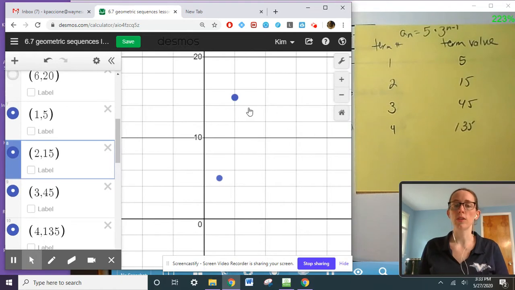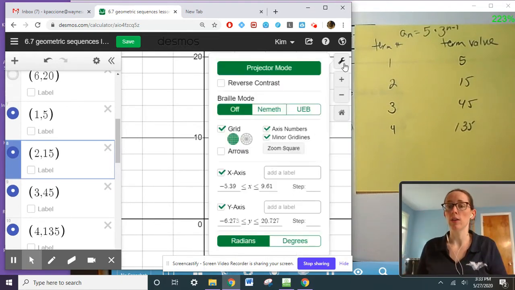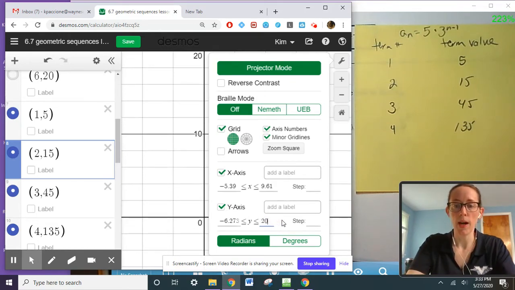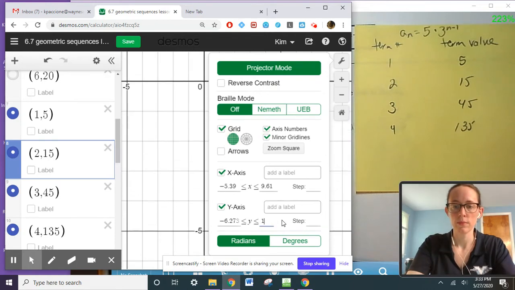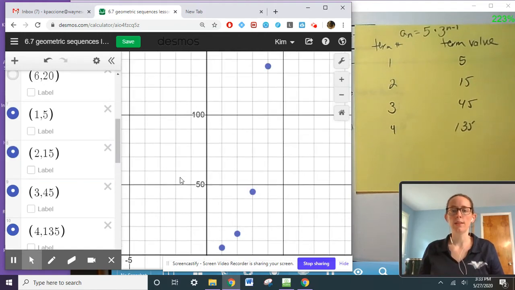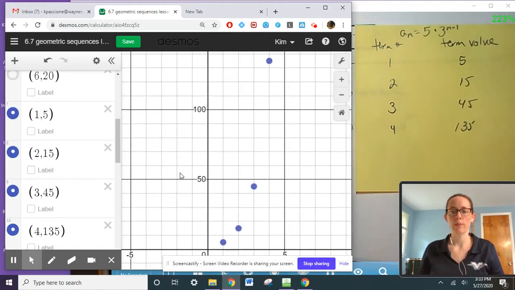And if you notice, you really can't even see that because I need to see up higher in my viewing window. So I'm going to go in and actually make an adjustment here to go up to at least 135 so that we can see up higher. And now we can see more of the points on our graph. So down here is the x-axis, and these are the points on our graph.